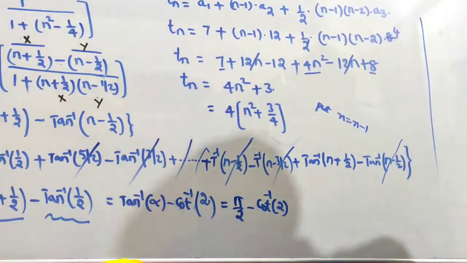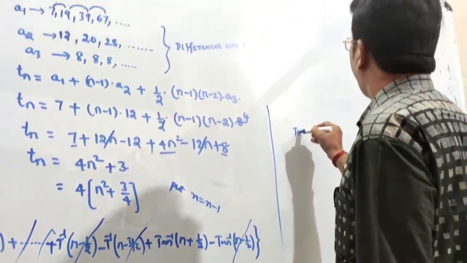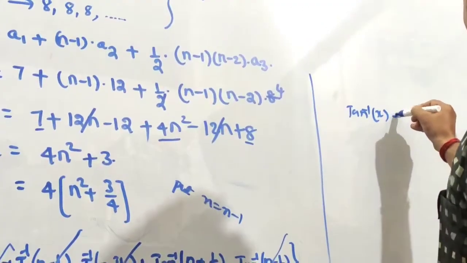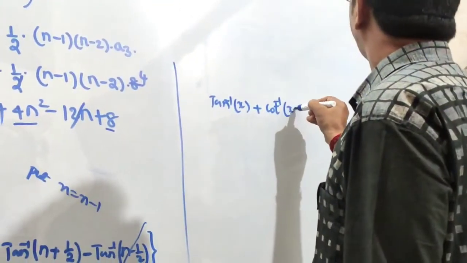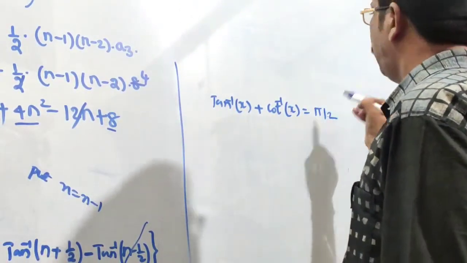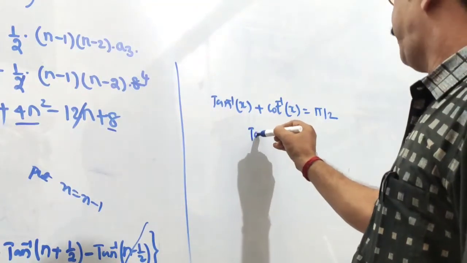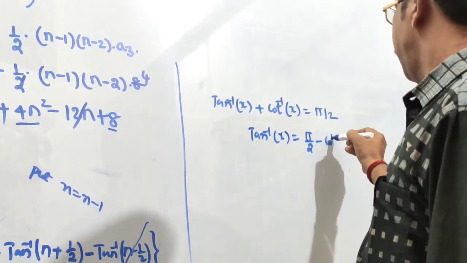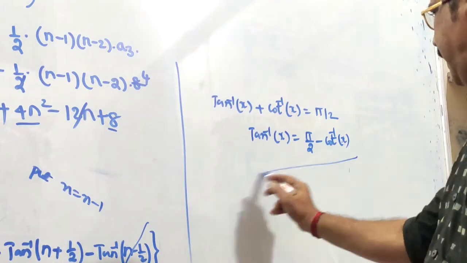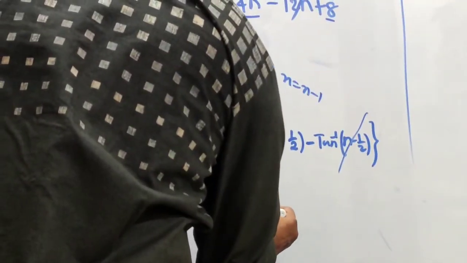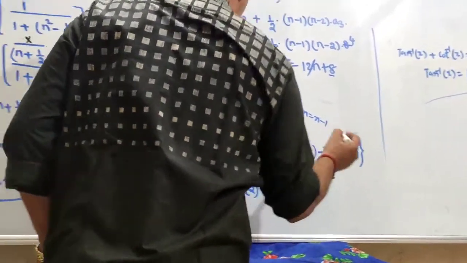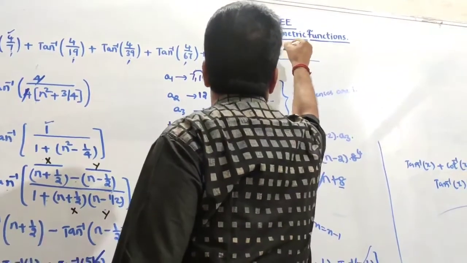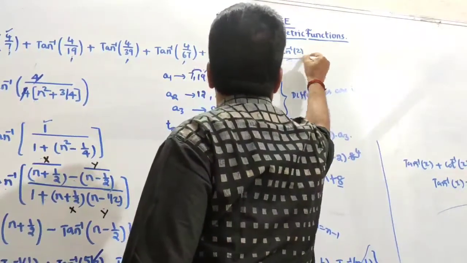Basically, you come here. Tan inverse of x plus cot inverse of x is equal to pi by 2. Then tan inverse of x equal to just pi by 2 minus cot inverse of x. So therefore, compare with this formula, where x equal to 2, then simply it is tan inverse of x, means tan inverse of 2. So the answer is tan inverse of 2. This is the right answer.